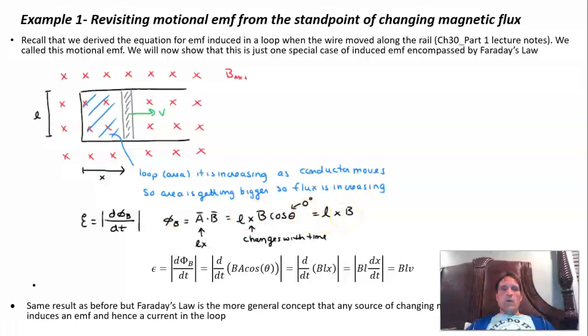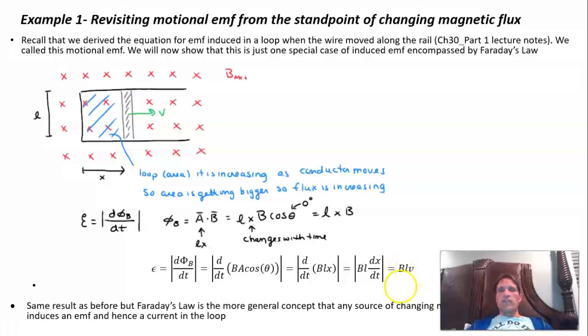Okay. Now we plug that in for the flux, and we take the derivative of the flux with respect to time. B is not changing with time, so we can pull that out of the derivative. L is not changing with time, we can pull that out of the derivative. And then dx/dt, the change in x with time, is just the velocity. And so you get that the EMF is equal to the magnetic field strength times L times the speed.